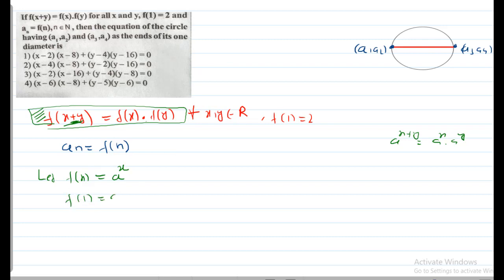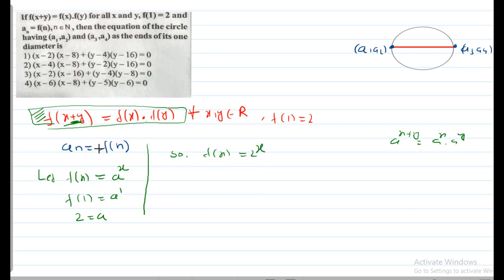f of 1 means what? a power 1, a only. Already f of 1 is given as 2, so 2 equal to a. So the final function is f of x equal to 2 power x. So f of x is nothing but 2 power x. So by using this function, you want to solve the problem.